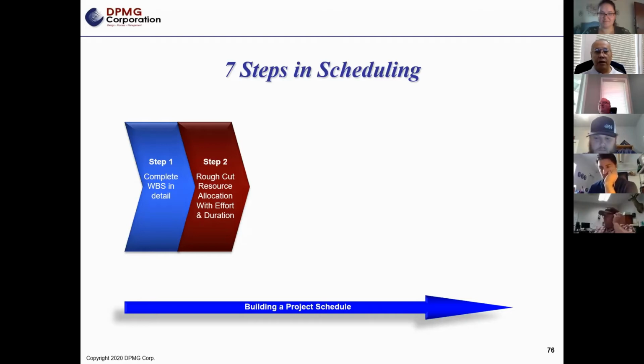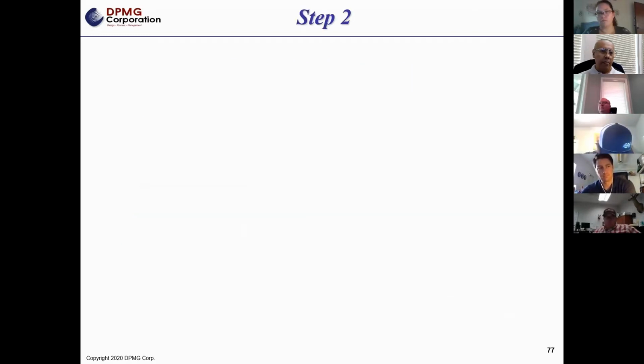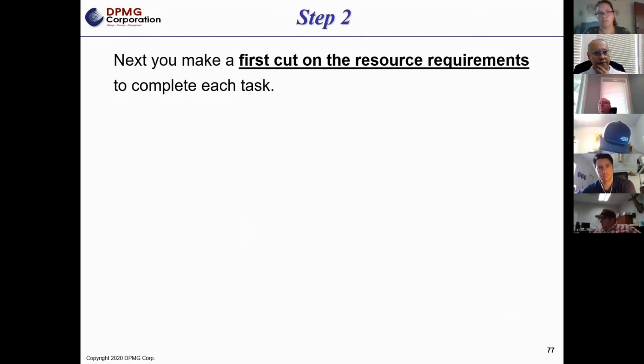All right, so the next step, we're going to jump into and do what's called a rough cut resource allocation. And we're also going to determine the effort and duration for each of the tasks that you've identified in your work breakdown structure. So in step 2, like I said, we're going to identify resources required.